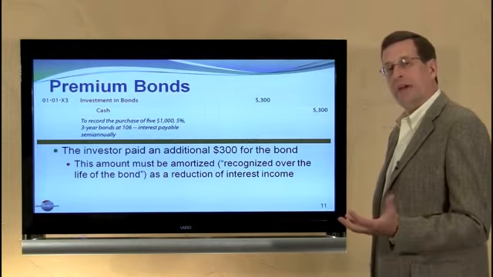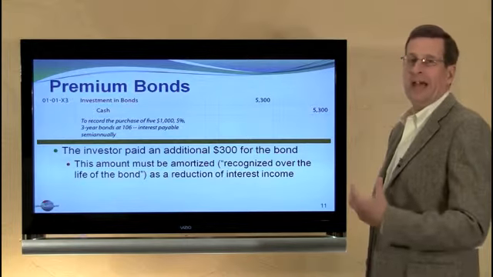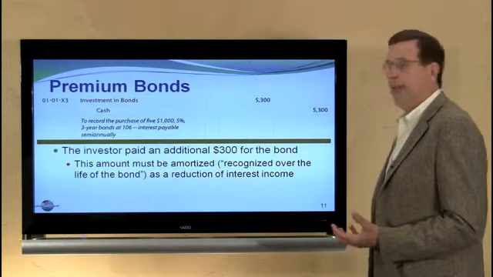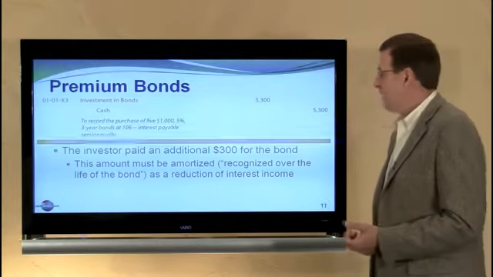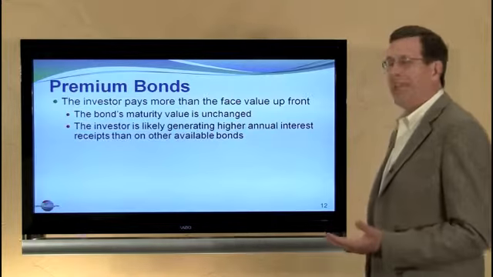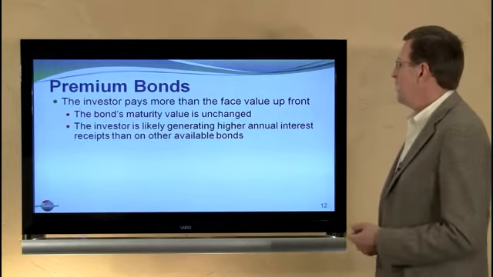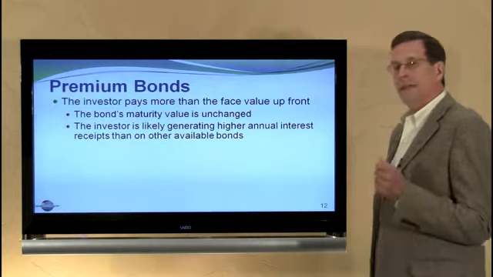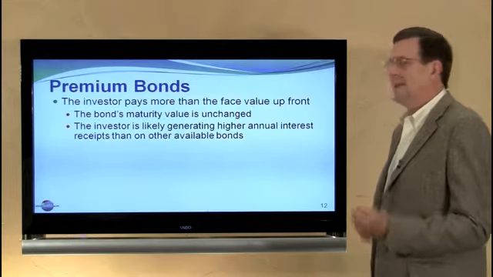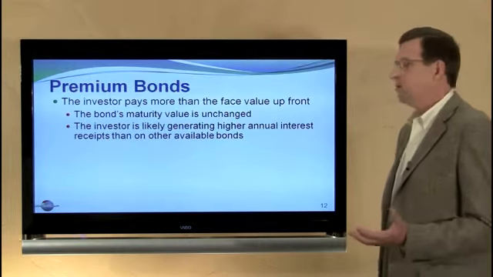That $300 we're willing to pay up front, we don't get back. We get it back in higher interest payments, but we don't get it back in terms of maturity value. The maturity value is only $5,000. And so we have an accounting challenge here. The investor pays more than the face value up front. The bond's maturity value is unchanged. The investor is likely generating higher annual interest receipts.